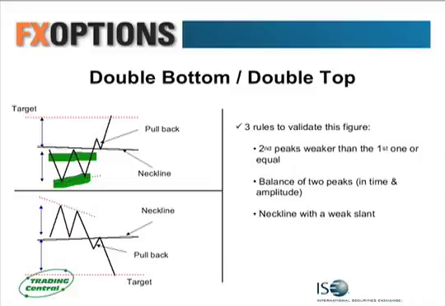And in amplitude it means the same thing as the first rule. If you have the second peak at the same level or just weaker, you have the characteristic of a double bottom. And the neckline should have a weak slant. You can't have a double bottom with a slant like this. Okay? It's very important. The slant should be almost flat or slightly with a weak slant.